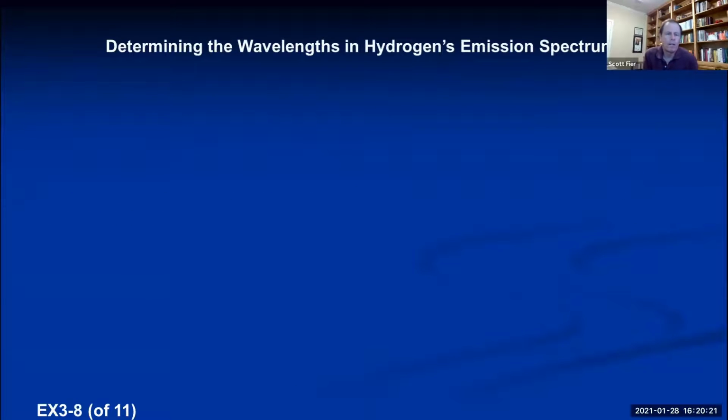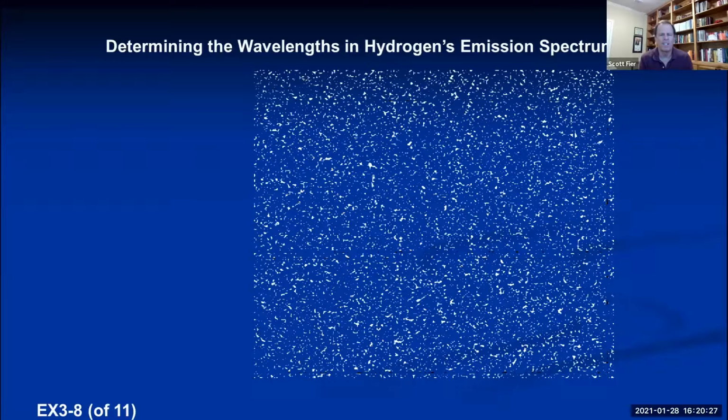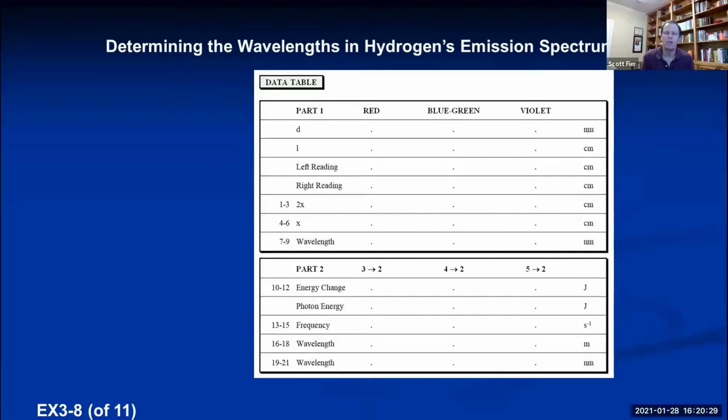So Professor White in the lab today was determining the wavelengths of the hydrogen's emission spectral lines. And this is the data table that you're filling out. There's two parts to the data table. She did a whole bunch of data and she had the numbers there. You had to record it for part one. That's where you're going to experimentally determine what the wavelengths of the red, the blue, green, and the violet lights are in the hydrogen emission spectrum.